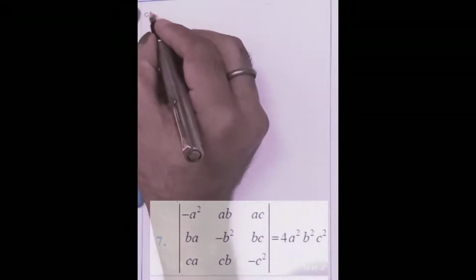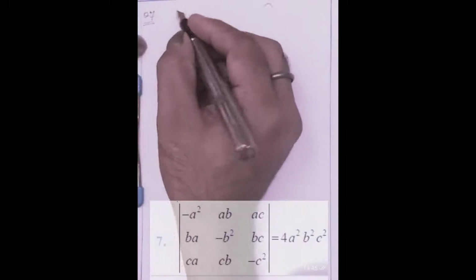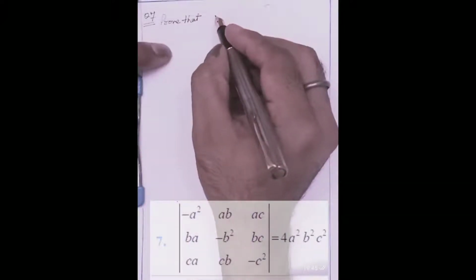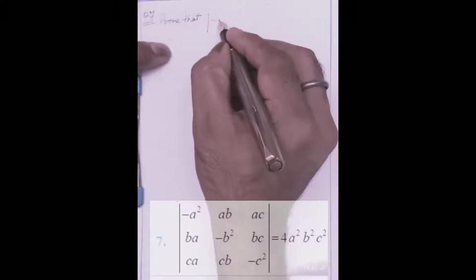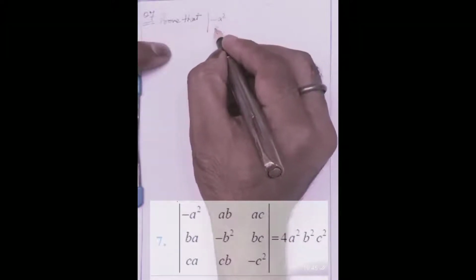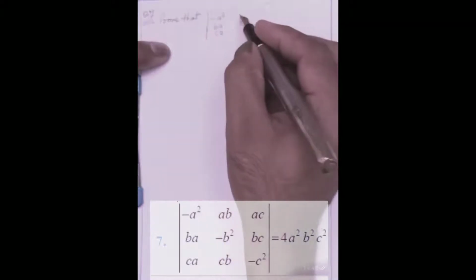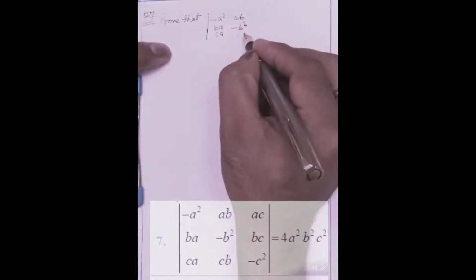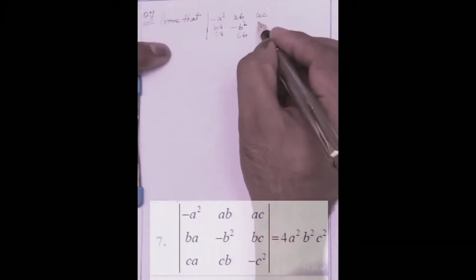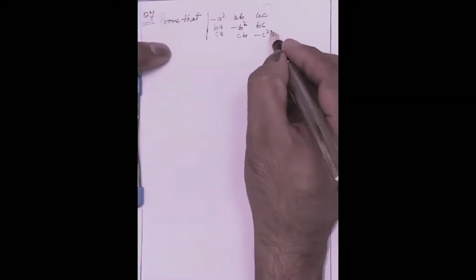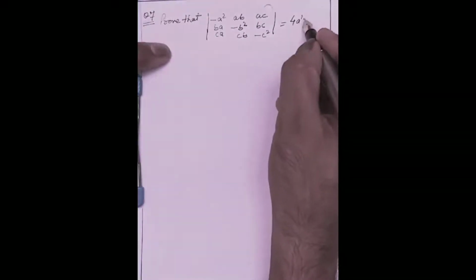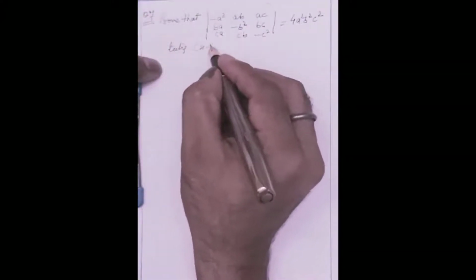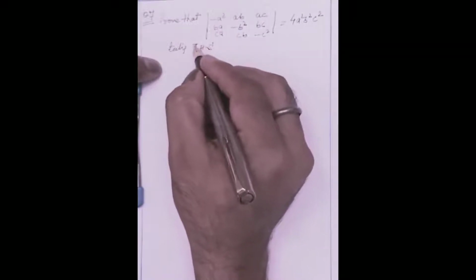Question number 7, which is the important one. Prove that the determinant with rows minus a square, ba, ca; ab, minus b square, cb; ac, bc, minus c square is equal to 4 times a square b square c square. So taking left hand side and starting the proof.